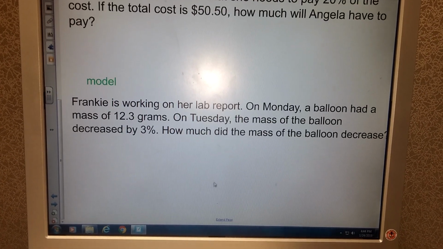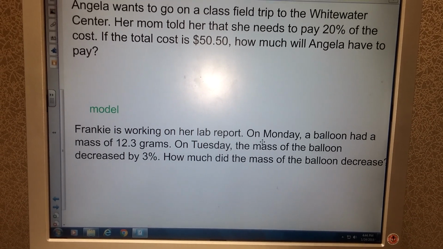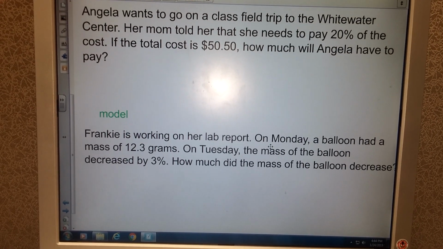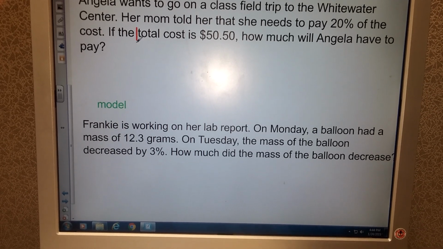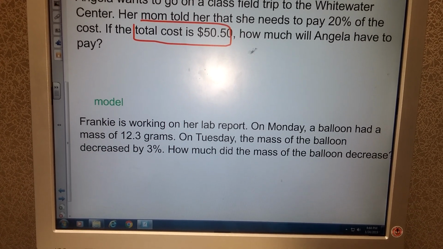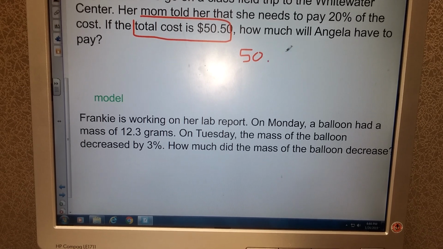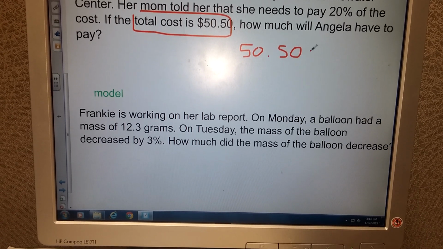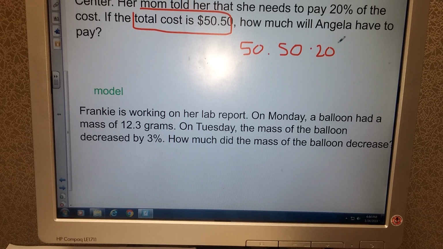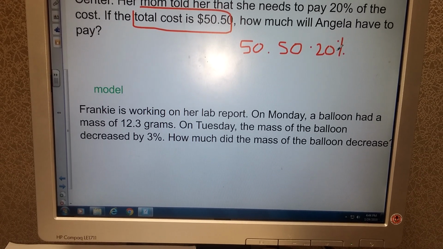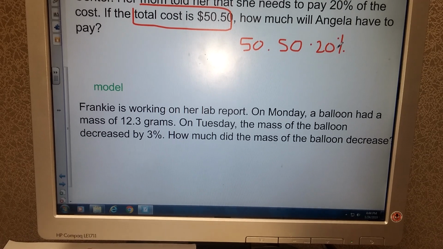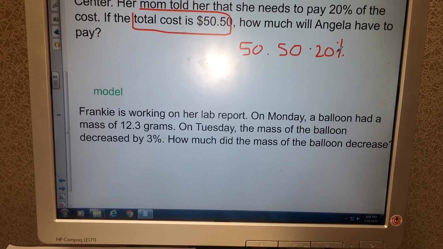Number 2 and 3. Angela wants to go on a class field trip to the Whitewater Center. Her mom told her she needs to pay 20% of the cost. What's the cost? Oh, it's right here, $50.50. So Angela is responsible for paying 20% of that. You type it right in your calculator. If you forget how to do this, rewind the tape about 20 seconds and listen to example 1 because I will not be going over it again.